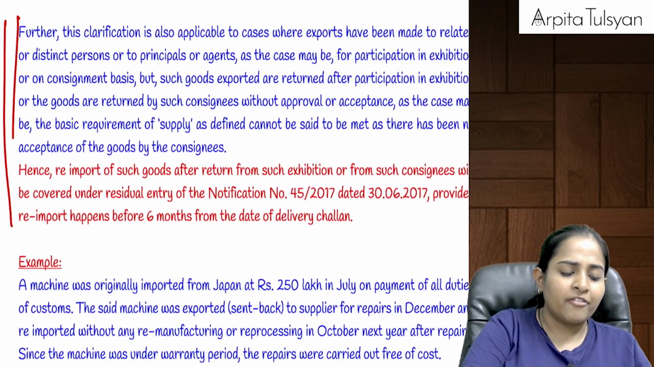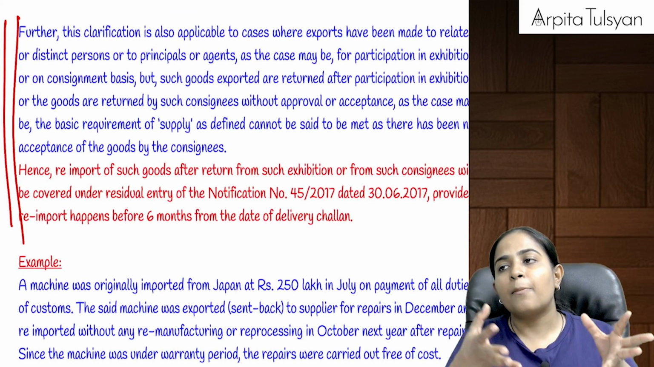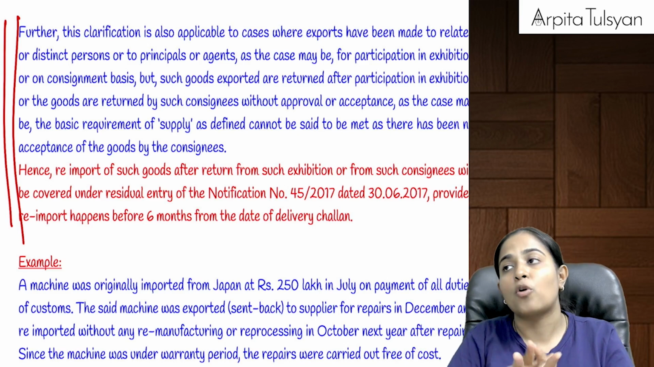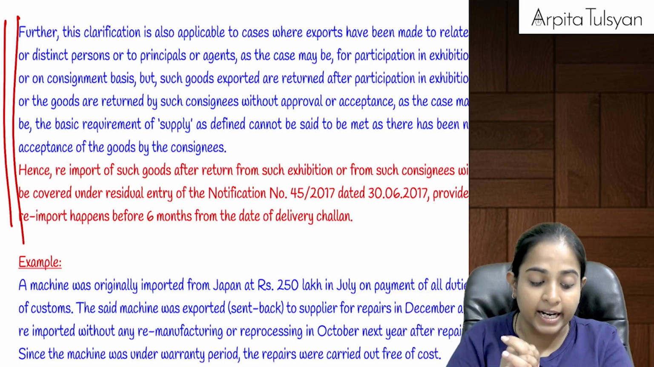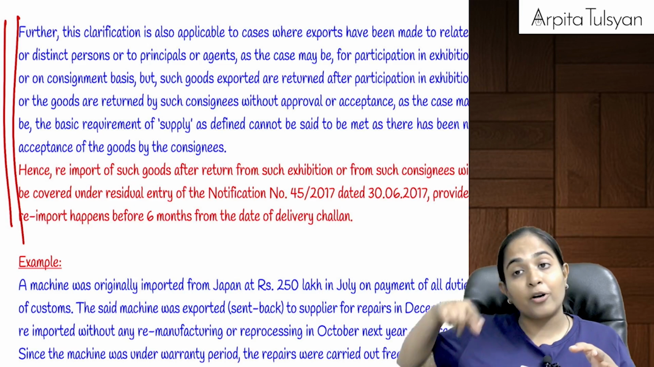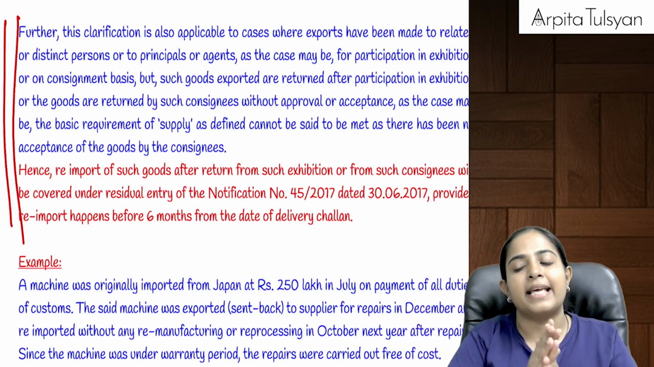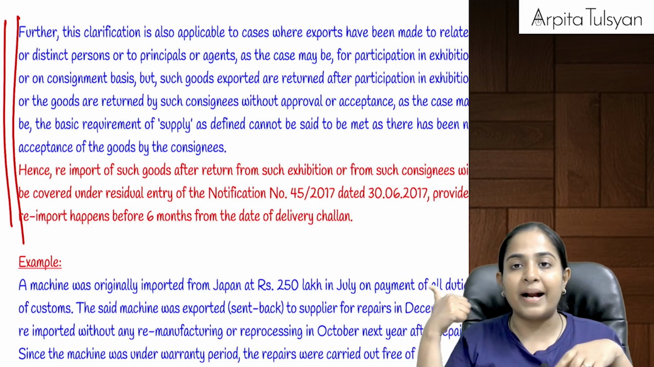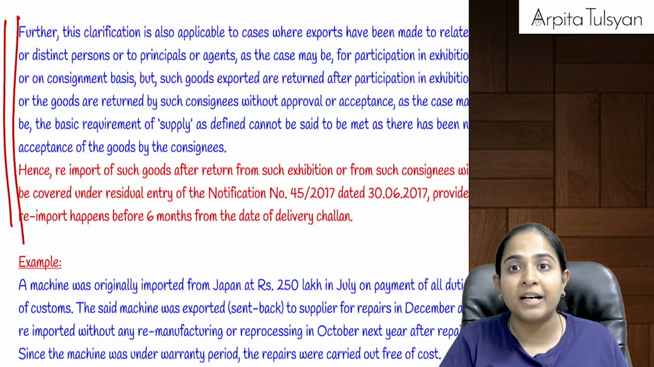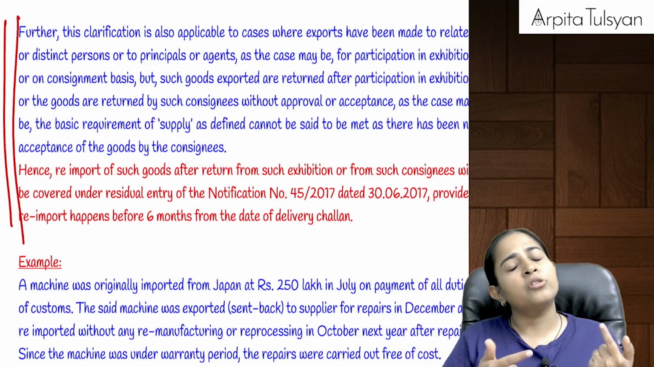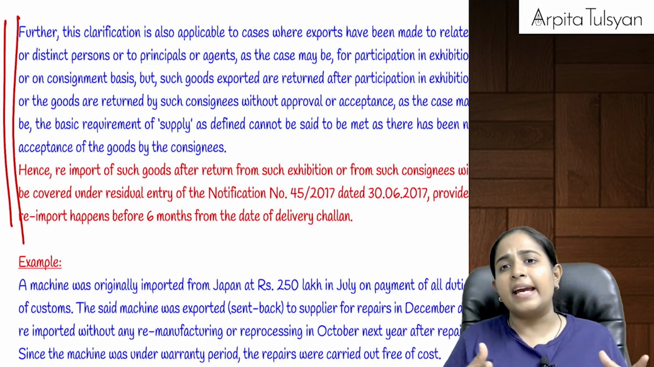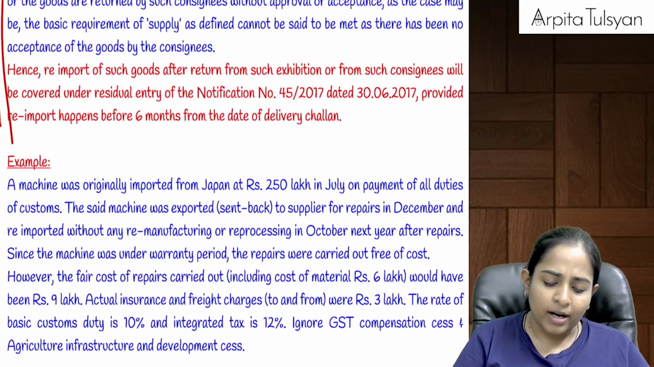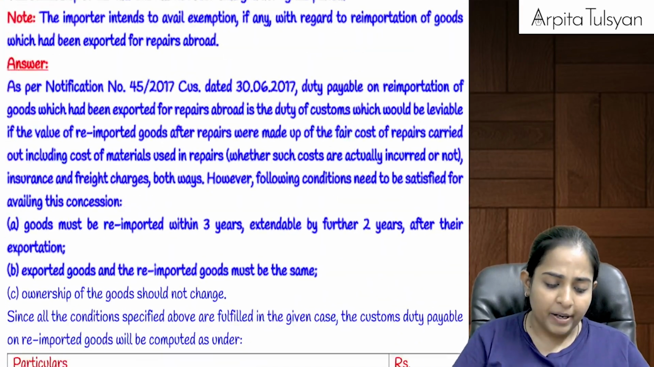Okay, and further one more clarification was put up there, that suppose I am sending some goods outside India to my related persons, to my distinct persons, or on consignment basis, maybe for participating in exhibition, because they wanted to participate in exhibition with my products, and the same goods are returned back to India, meaning my distinct persons or related persons have not accepted the goods. Since they have not accepted the goods, they are telling that this is also not a supply. So again, at the time of sending plus at the time of coming back, there will be no import duty and no taxes that we are required to pay. Are you clear with this?